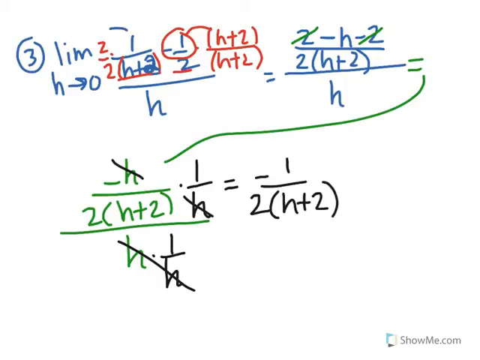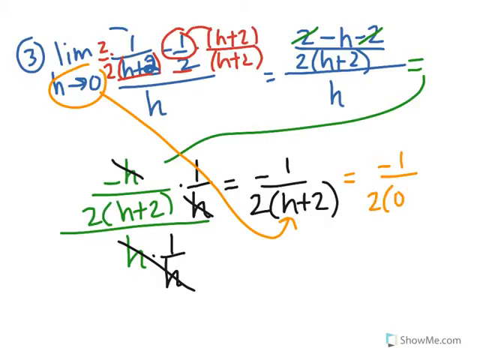At this point, there's no more simplifying, so you're going to try to plug in your limit again. I'm going to try 0, and I'm not going to get 0 over 0 like I would have had I not done this. So I end up getting negative 1 over 2 times 0 plus 2, or I end up getting negative 1/4 as the limit.